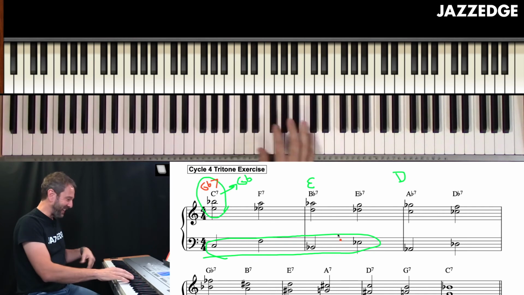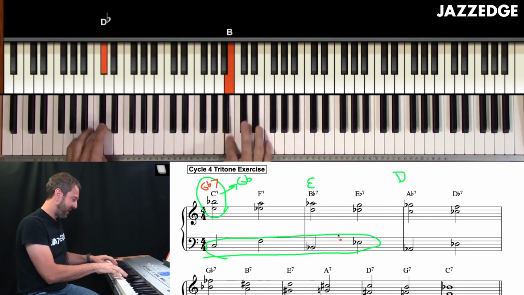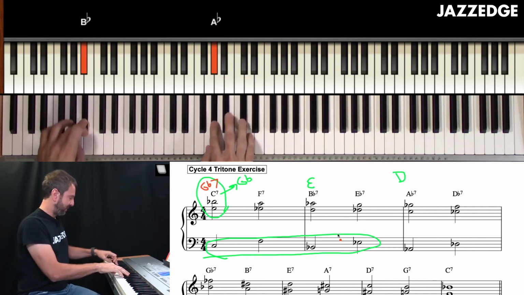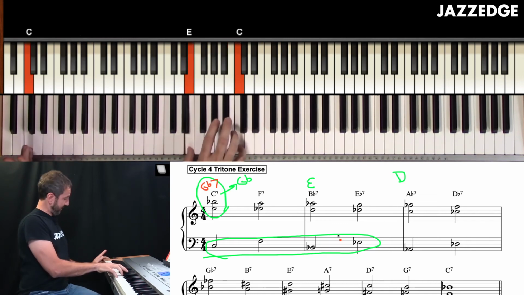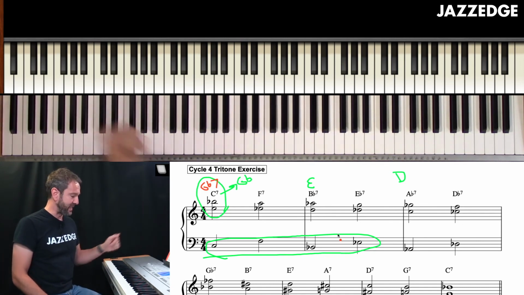All right, so you see, you can play around with this. You can have a lot of fun messing around with these exercises.